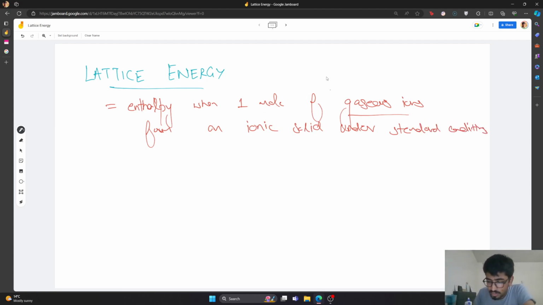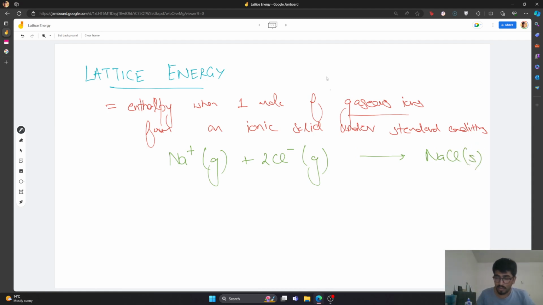So the important part is you start off as gaseous ions. You start off as, say, Na plus, which is gas, and then Cl minus, which is gas, and maybe you'll need two of those, to form NaCl, which is a solid. So you start from gaseous ions and form an ionic solid, which is like a lattice. Maybe we can write it like this. This one is in lattice form.